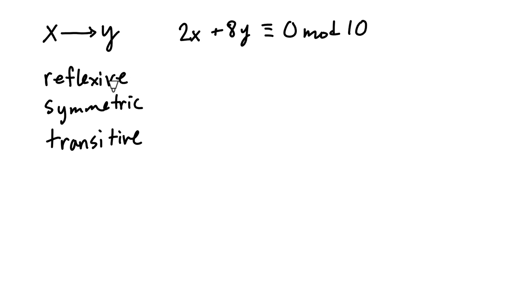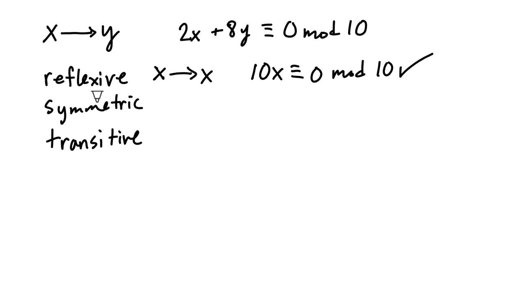What does reflexive mean? That means that x arrow x, no matter what x is, that'll work. Well, that's pretty clear because if we replace y with x, then we get 2x plus 8x, that's 10x, and of course that's congruent to 0 mod 10. So we have reflexivity.